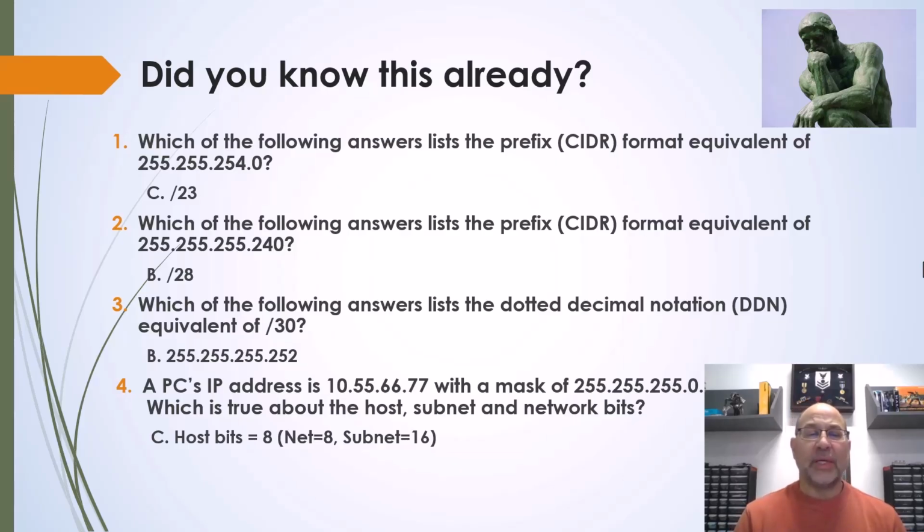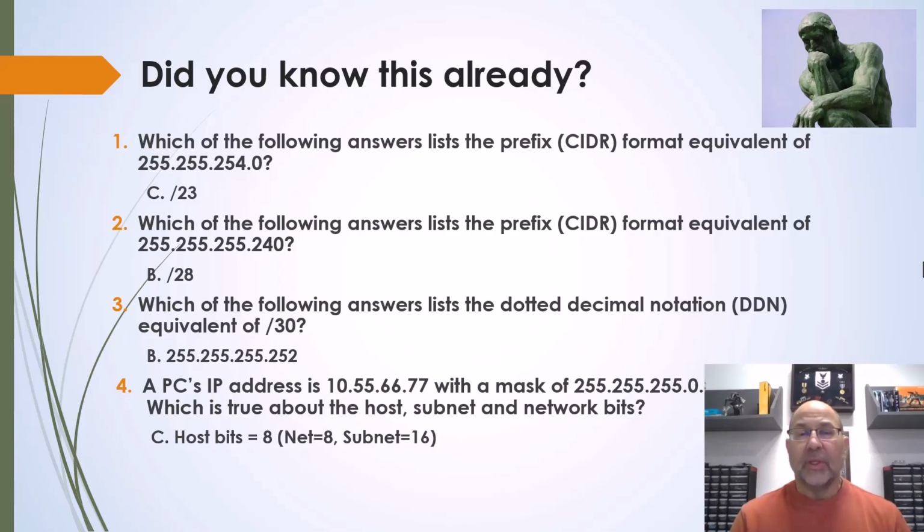Number 4, so if a PC's IP address is 10.55.66.77 with a mask of 255.255.255.0, which is true about the host, subnet, and network bits? The trap here is that you start off with a Class A, and then you get a mask of Class C. I'm confused. Which one do we use? These look like classful, but that's the trap. We're not talking classful anymore, right?